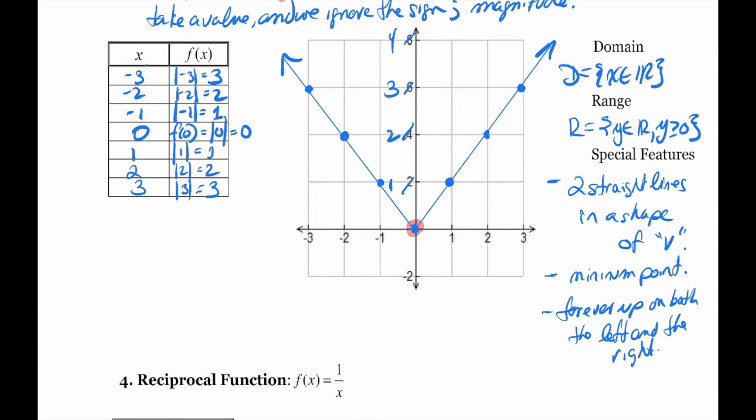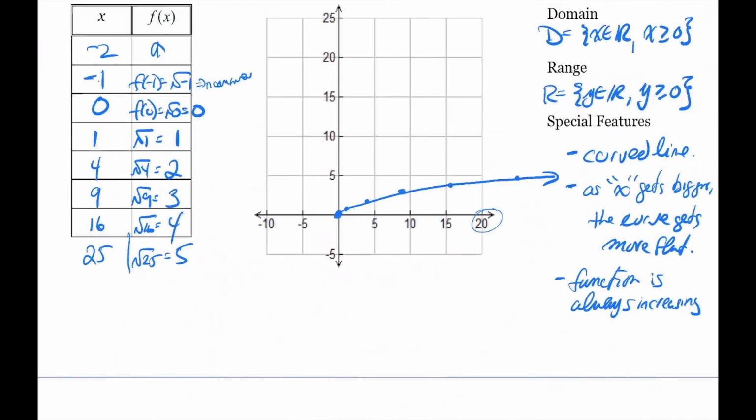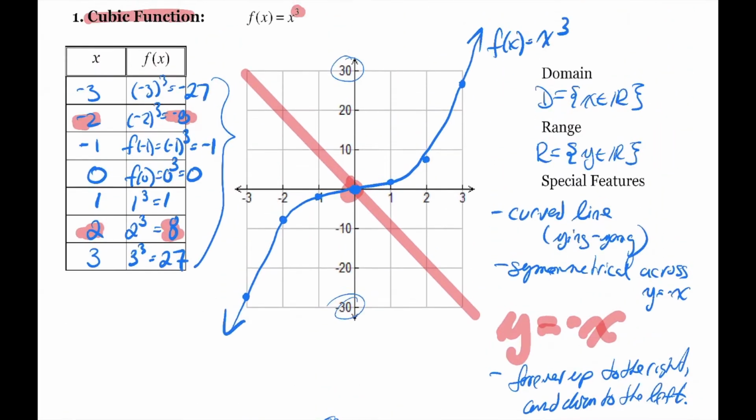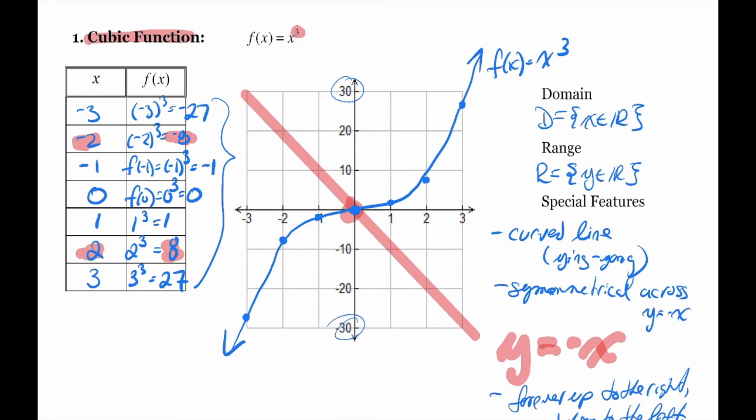Same thing with the square root function. The general shape of it is going to be sort of this flat, I call it an arrow, that only goes in one direction. And then with a cubic, we have this sort of yin-yang shape.